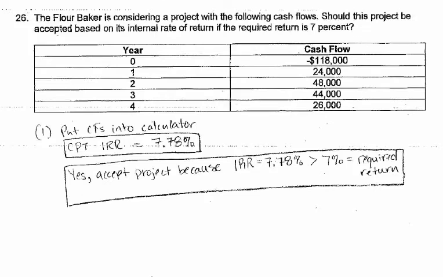Now NPV and IRR are both about the exact same amount of effort to get. Your IRR button's right beside your NPV button on your calculator. Take a look at problem number 26 here. Flour Baker is considering a project with the following cash flows, and you want to know whether or not you should accept this project based on the IRR, and the required return is going to be 7%. So what you want to know is whether or not that IRR is going to be greater than your required return, because your IRR is what you're going to get and your required return is what you need. Put those in your cash flow, hit IRR compute, you get 7.78%. Because that 7.78% is greater than 7%, then you're more than covered over the top of your required return, so you would accept this project.